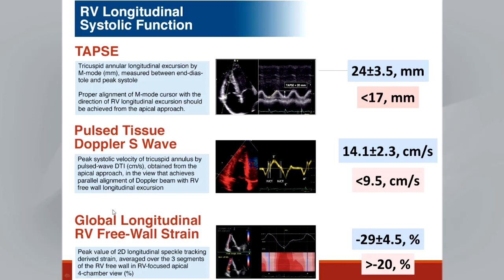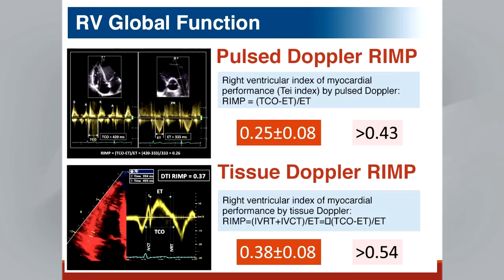And a new, very useful way, I think, is the use of global longitudinal right ventricular free wall strain. So with an emphasis on right ventricular free wall strain, here we don't measure the strain at the septal level. We are providing normal values for this right ventricular free wall strain of around minus 20%. There are two other indices of right ventricular global function, which are the indices of myocardial performance.